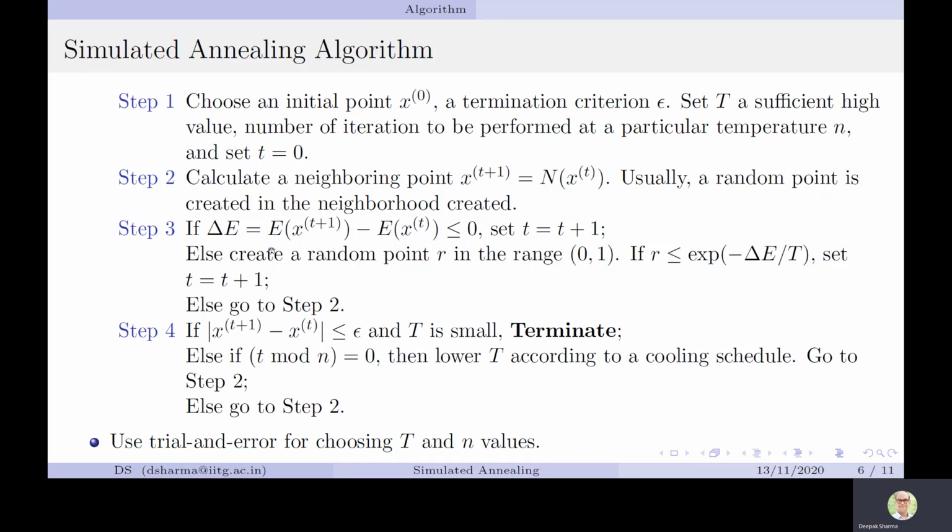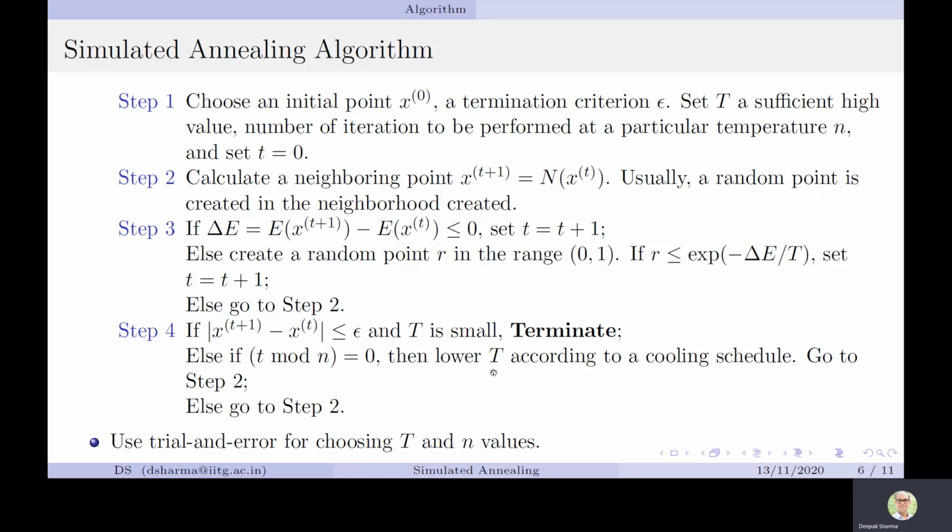Now suppose we have accepted the point, then we go into step number 4. Here we see whether both points, the new and the current point, are close to each other, with the difference smaller than epsilon, and also the temperature is small; then we should stop. Otherwise, we look at whether the number of iterations at a particular temperature is over. Then we reduce the temperature by some cooling schedule.